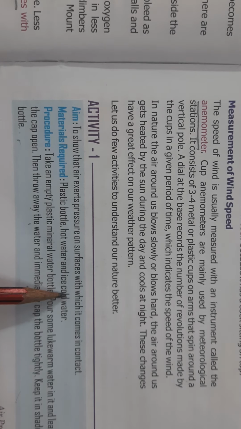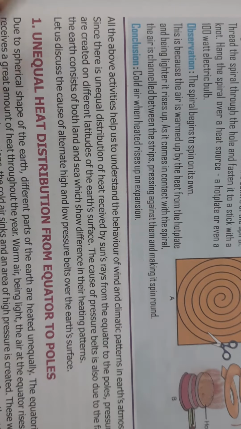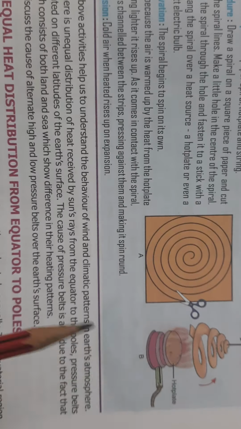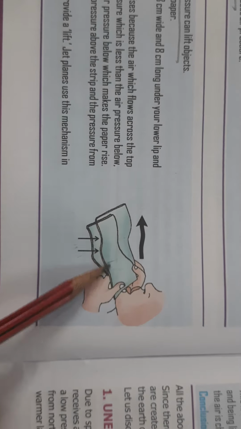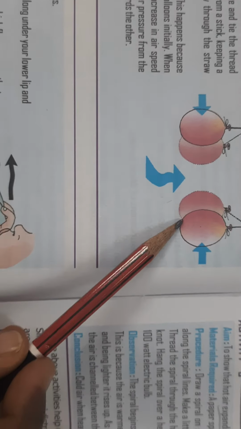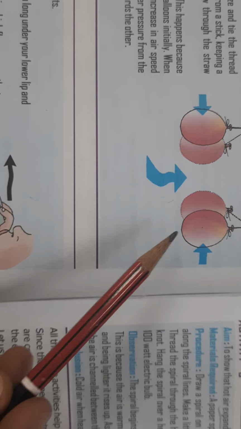So children, please go through all the activities, and all these activities you can try at home also. Try these activities, okay? This spiral one also you can try at home. Even the paper one, this is the simplest one, the paper and the balloon. Please try this activity at home, and you will see the results.